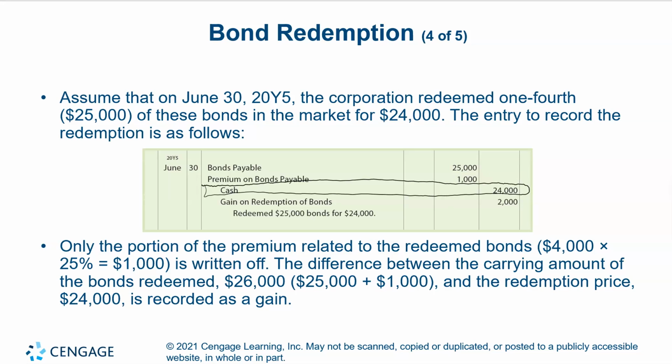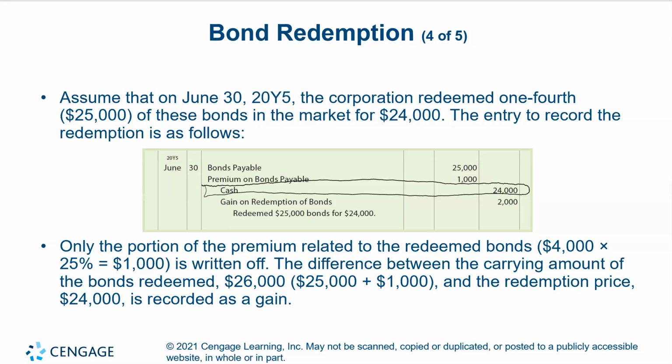So we're going to give our bondholders $24,000 to pay this off. That's why we credit cash for that amount. Only the portion of the premium related to our redeemed bonds is going to be written off. So we're going to get rid of the premium related to this. Our total premium was $4,000, but we're only redeeming 1/4 of these bonds, so 25%. So we're going to say 4,000 times 25%, and that's how much premium we're going to write off.